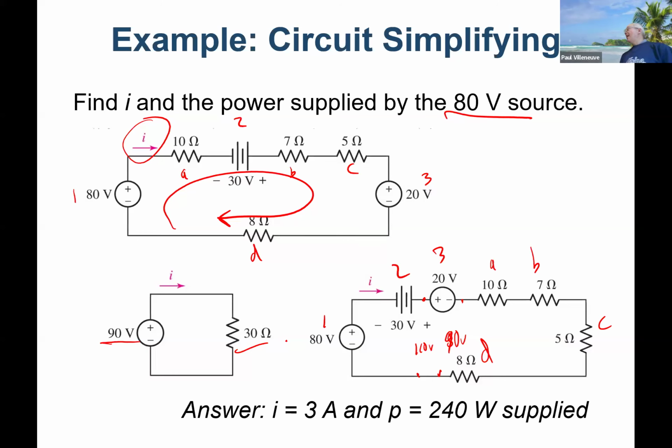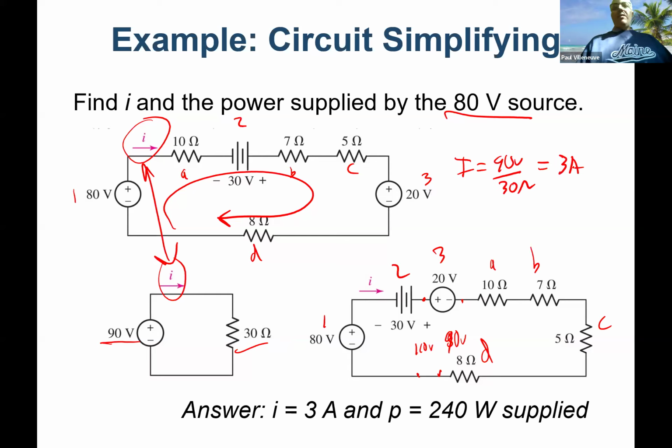And the current out of that supply is exactly the same current over here. So I is going to be equal to 90 volts divided by 30 ohms, which is equal to 3 amps. That current here is 3 amps. And now I can calculate P out of the 80-volt supply as just V times I, 3 times 80 volts.